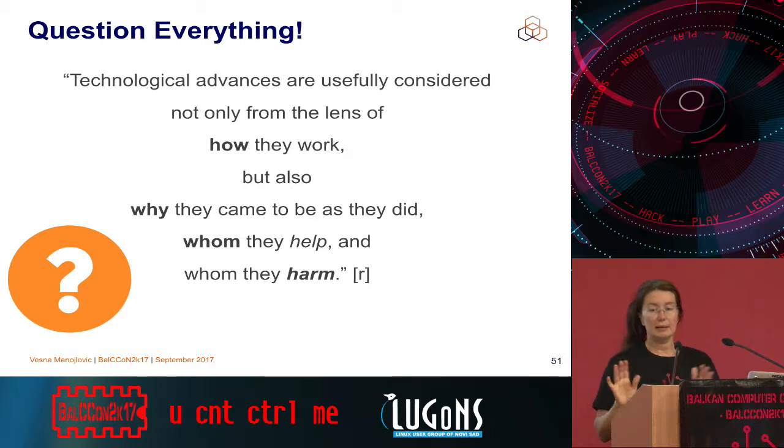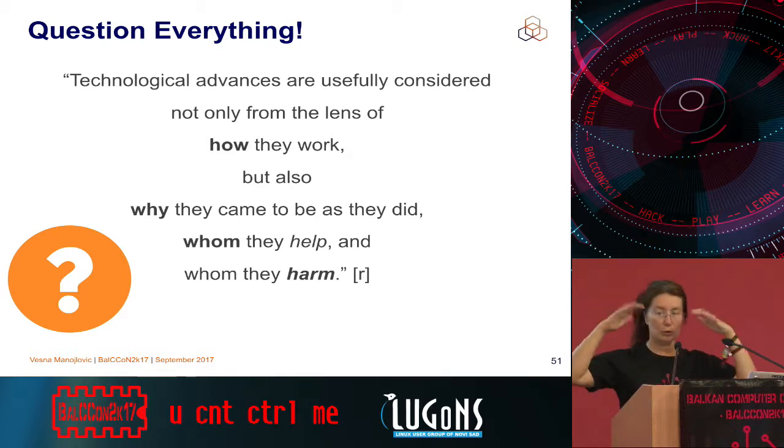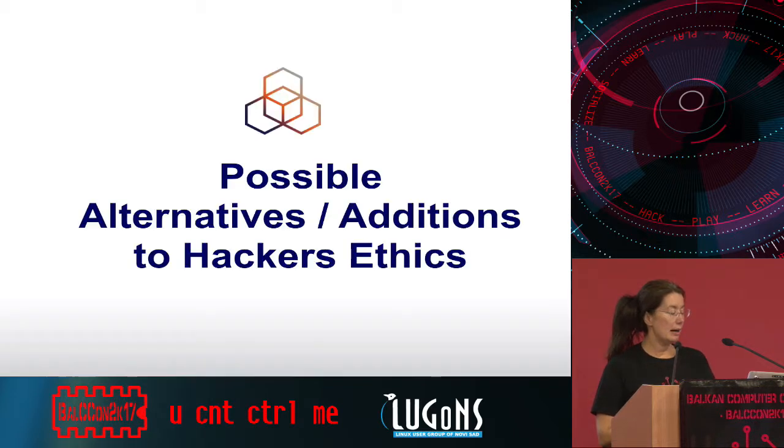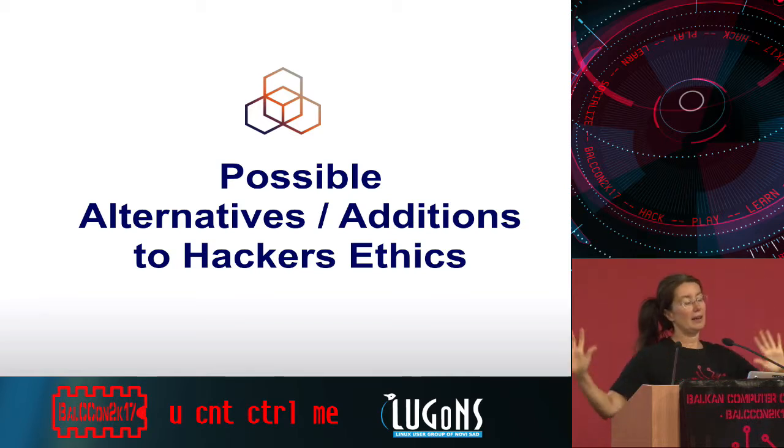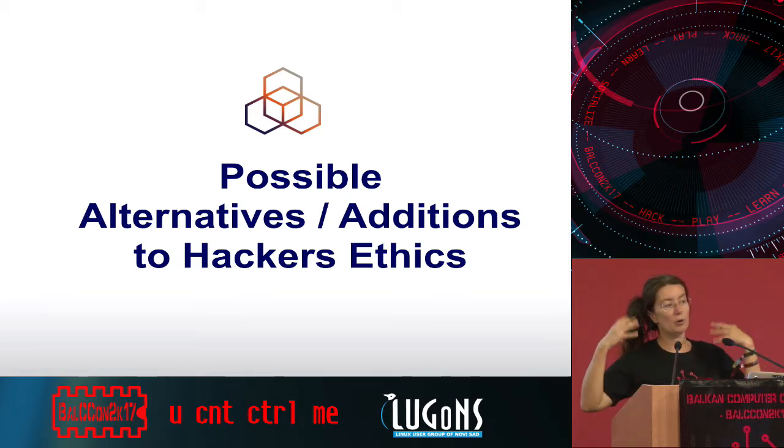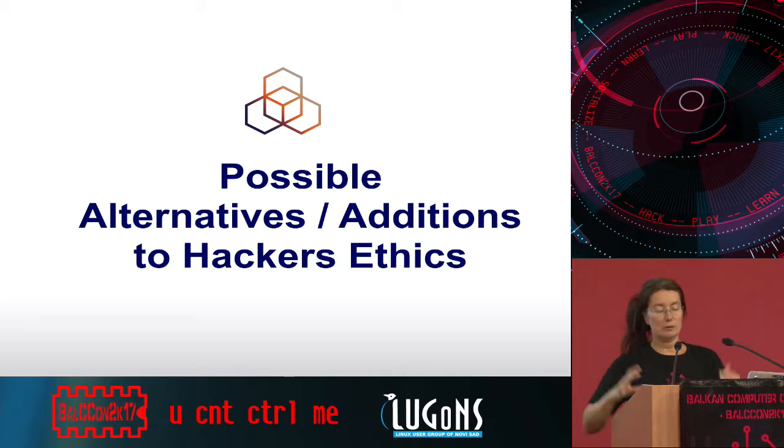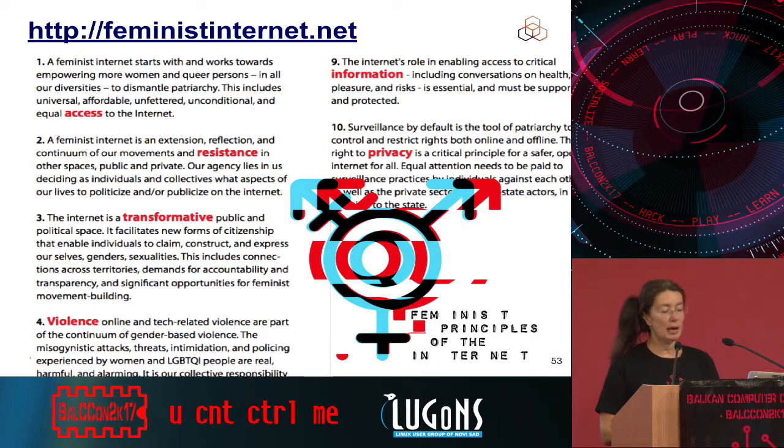So, okay, let's say that you are now convinced and you want to develop an alternative way of thinking about your programming. How can you do that? Well, there are all kinds of other areas from which you can borrow different ways of looking at things. For example, what would a feminist internet look like?